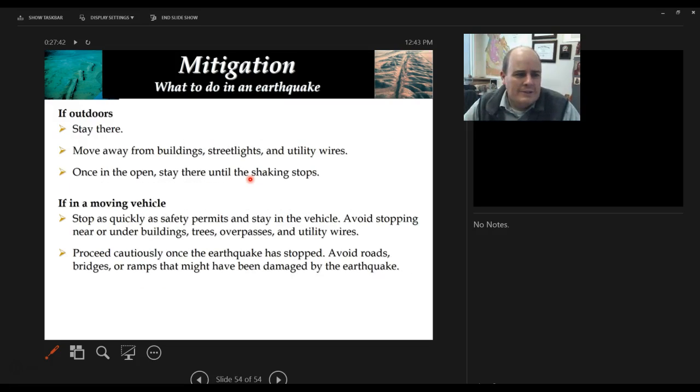If you're outdoors, stay there. Get away from buildings, street lights, trees, anything you can. Get out in the open as much as you can. And then stay there until the shaking stops. If you're in a moving vehicle, stop. Don't keep driving. Wait for the shaking to be done, and then proceed with caution, because things might be falling down on the roadway and stuff like that.